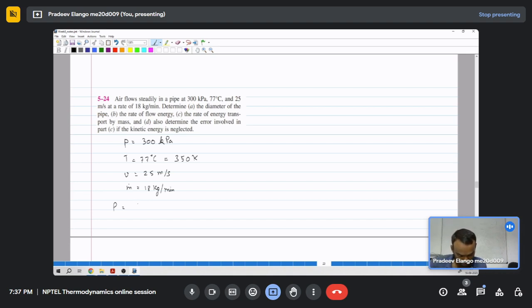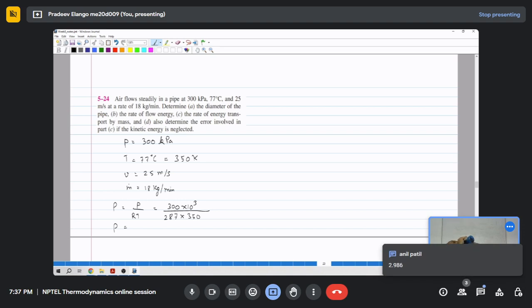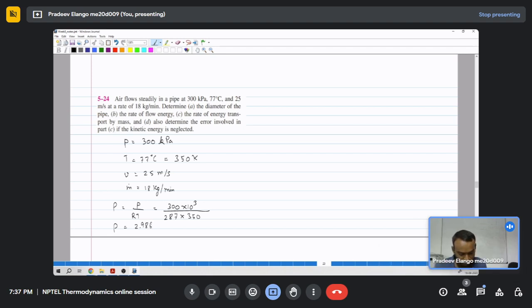To find the diameter, we need to have the value of density. So rho is P by RT, and P is 300 kilopascal, 300 into 10 power 3 pascals, divided by R, which is 287, into temperature, which is 350. So we can calculate the value of rho. Yeah, 2.986 kilogram per meter cube.